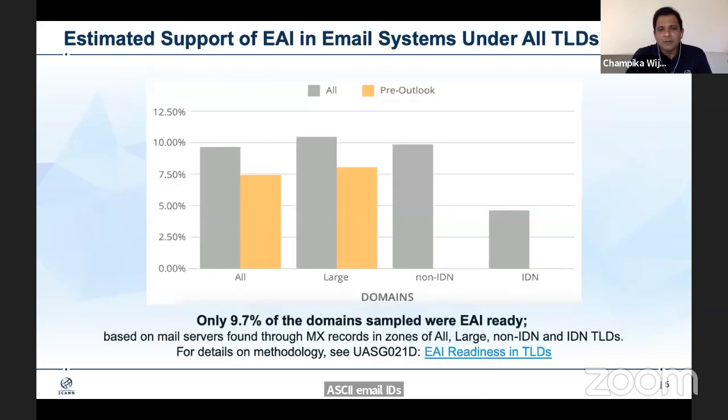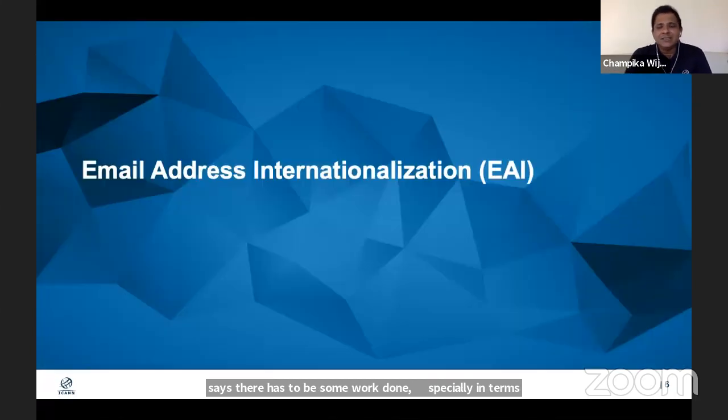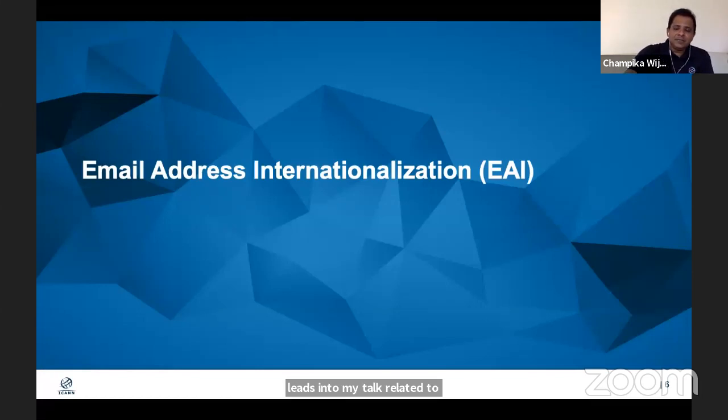This is also a different view here. This is EAI support, especially in TLDs, based on the mail servers. So if you consider the MX records, see whether those mail servers support EAI. You can see that when you consider all the TLDs, less than 10% or so were EAI ready. So this clearly says there has to be some work done, especially in terms of supporting EAI. So that leads into my talk related to EAI, or email address internationalization.